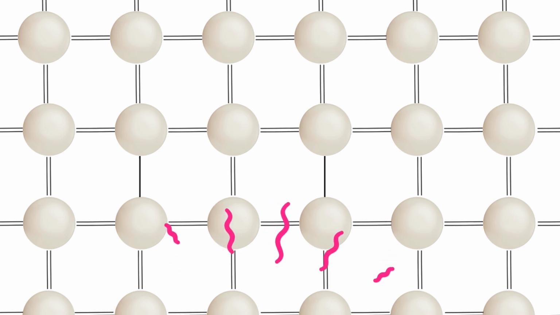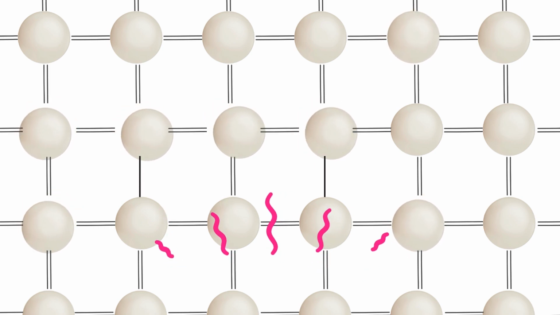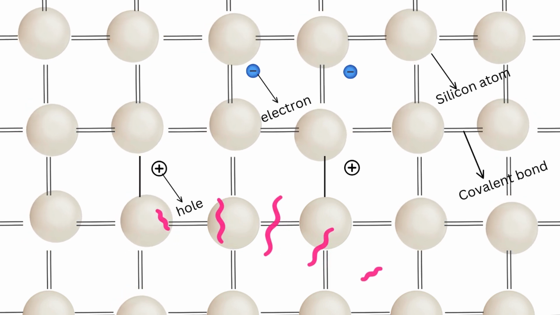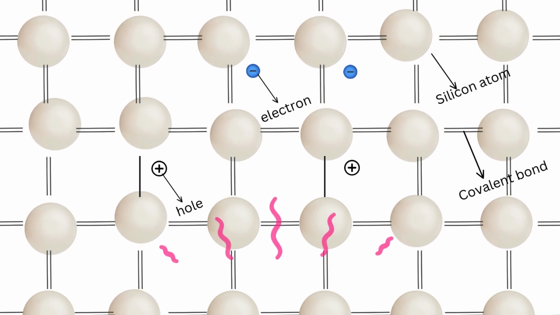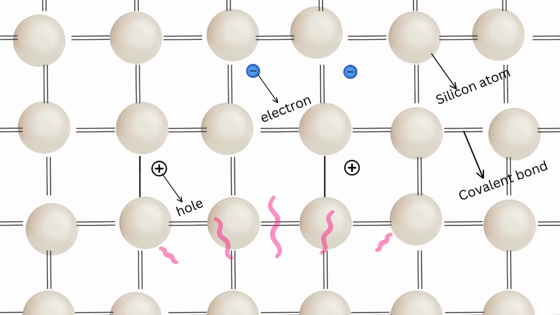As the temperature increases, the silicon atoms vibrate more, and some of the covalent bonds break. This process releases electrons, creating negatively charged free electrons and positively charged holes where electrons are missing. These electron-hole pairs are the key to silicon's transformation into a conductor.